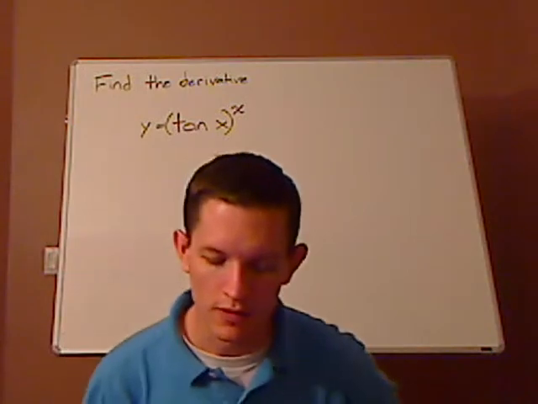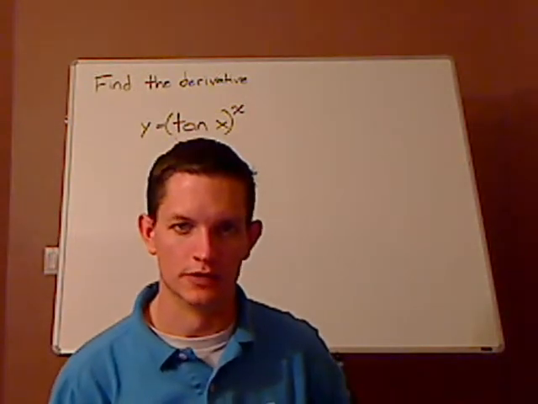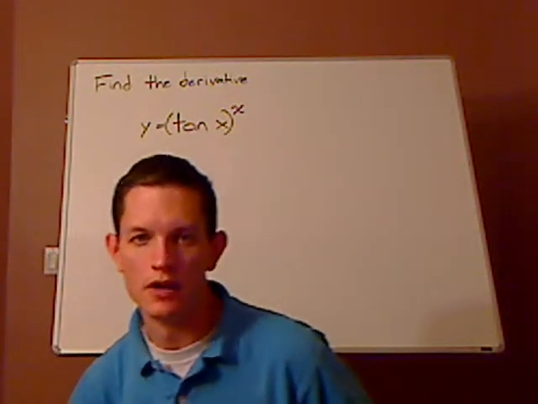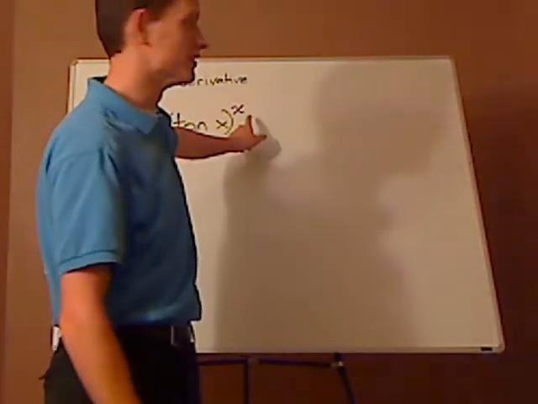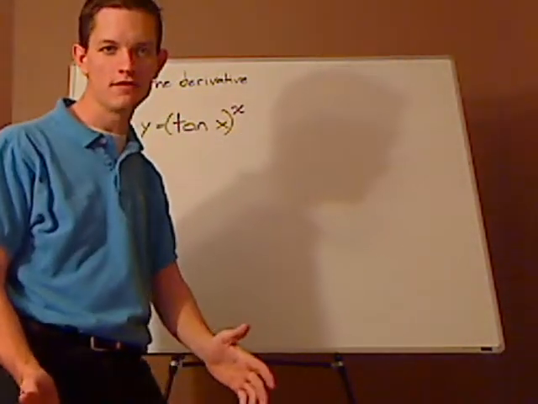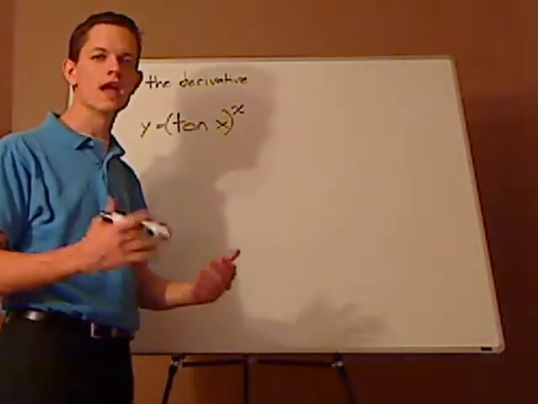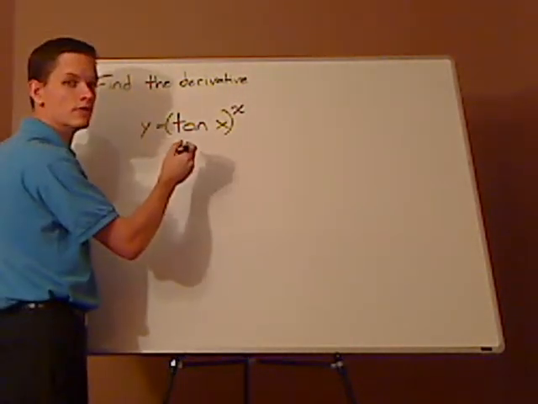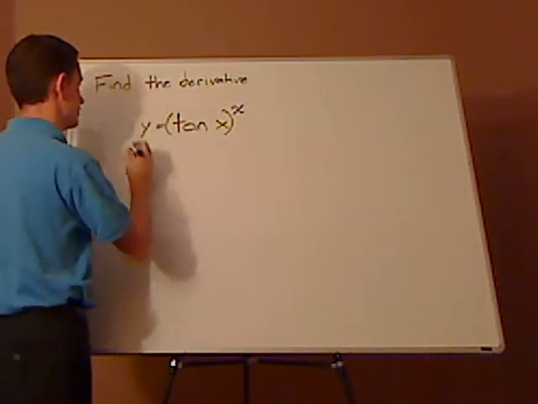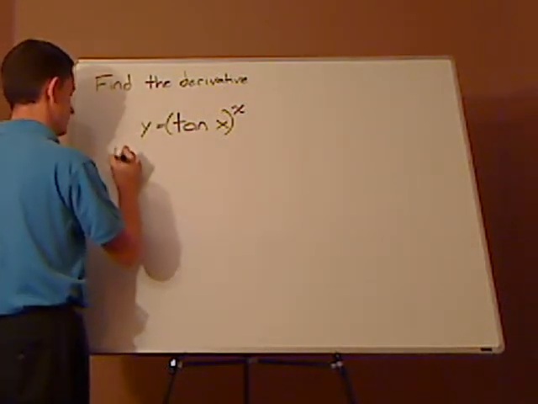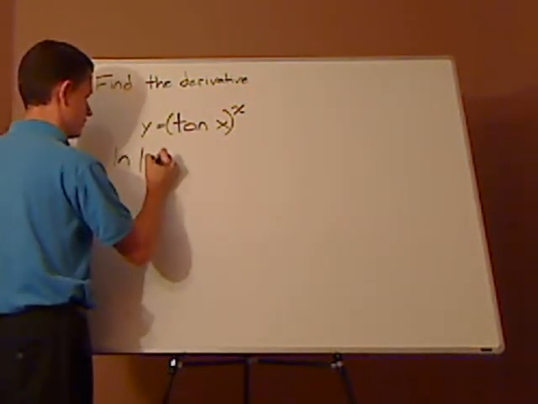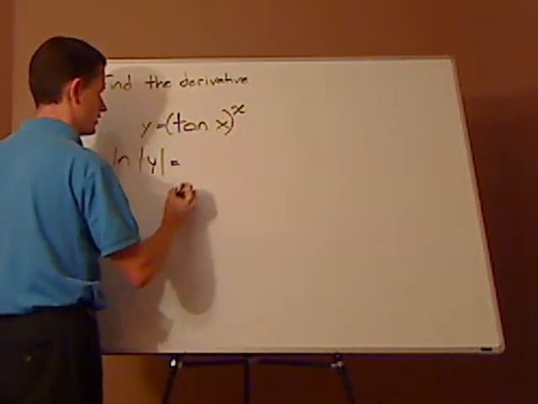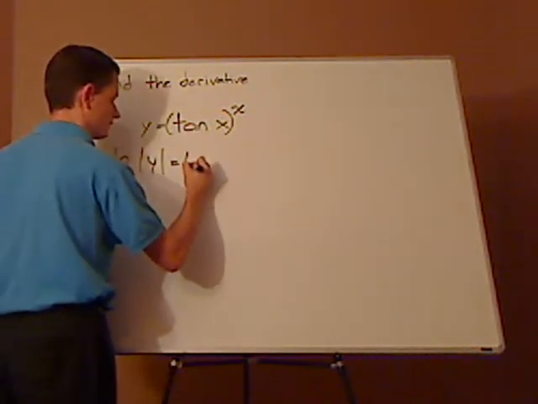Alright, you probably had a little difficulty with this one, and the reason why is because of this x. So you can't have that. What you have to do is simply take the natural log of both sides. So that would be the natural log of y and the natural log of this whole thing.